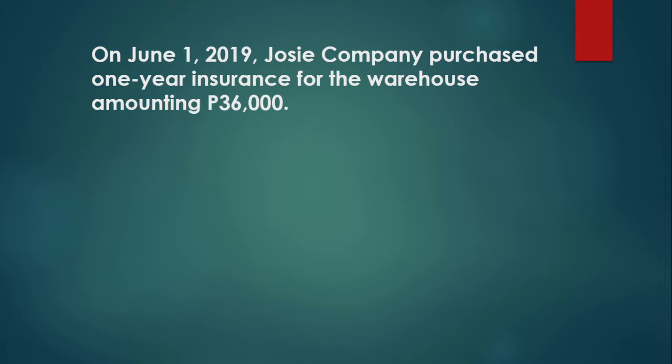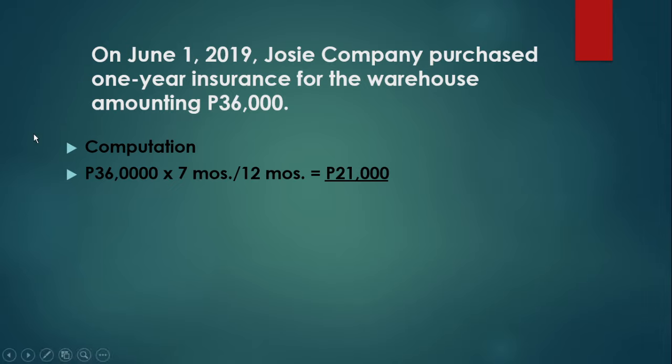Paano mo mako-compute yung lumipas na? Nag-a-adjusting entries tayo ha. Ilan na yung lumipas na insurance since June 1 to December 31? Yun yung kukomputin natin. So the computation will be 36,000 multiplied by 7 months. Saan ko nakuha si 7 months? From June 1 to December 31, may lumipas ng 7 months: June, July, August, September, October, November, December. Sinama ko si June sa bilang kasi 1 yan nag-i-start.